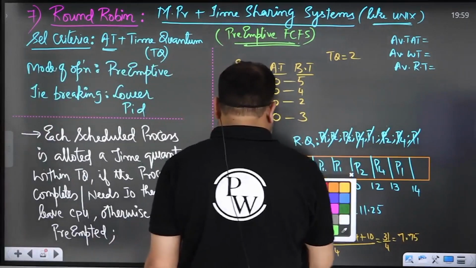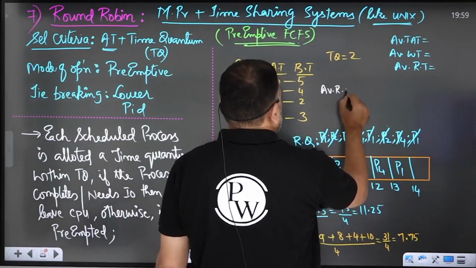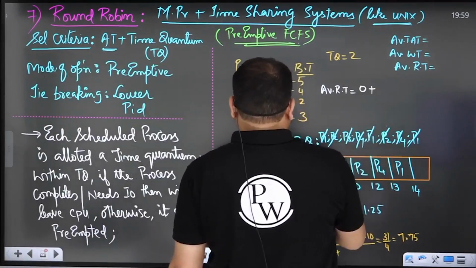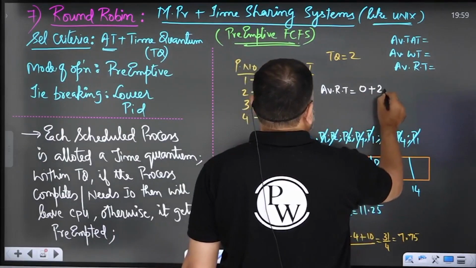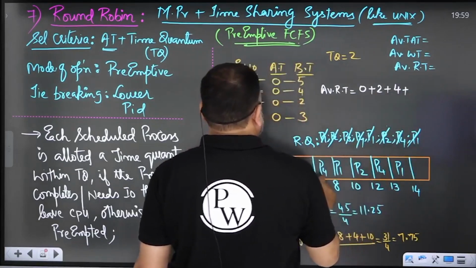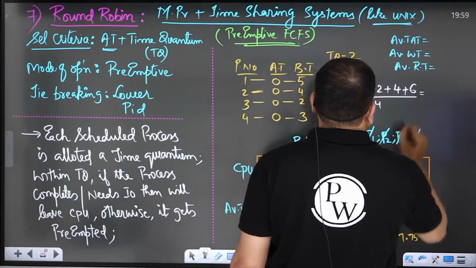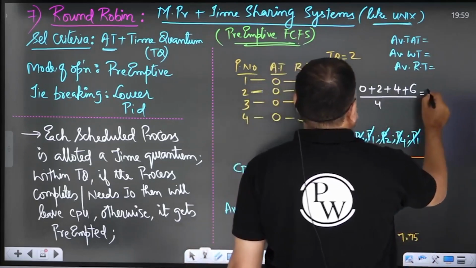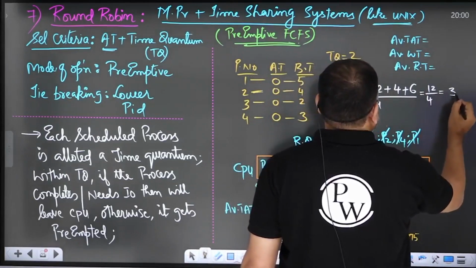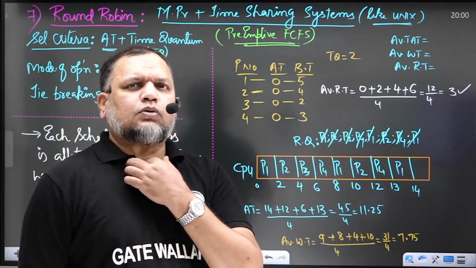What is the average response time? Let us calculate it here. P1 response time is 0, P2 is 2, P3 is 4, P4 is 6, divided by 4. So 6 plus 6, 12 by 4, it is 3.